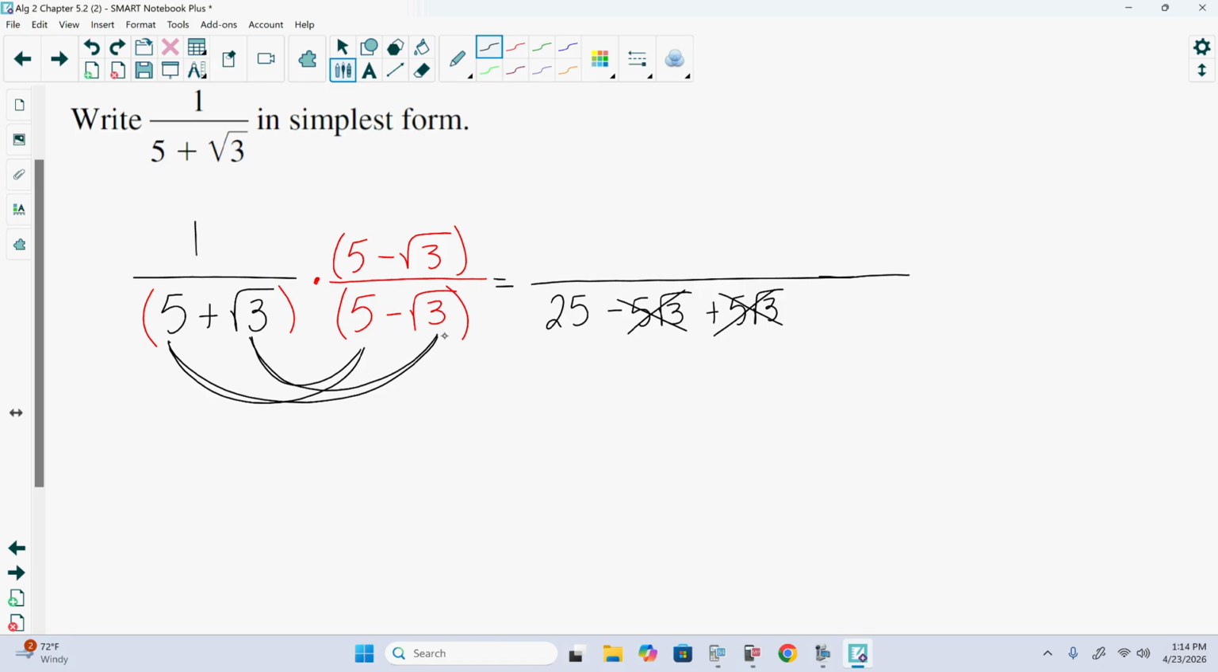Square root of 3 times negative square root of 3. We do know it's going to be negative. Square root of 3 squared, which would be 3. Or we'd have the square root of 9, which is still just 3. What happened to our radicals? They're gone, yes? Which means this denominator, 25 minus 3, is ready to multiply the numerator.